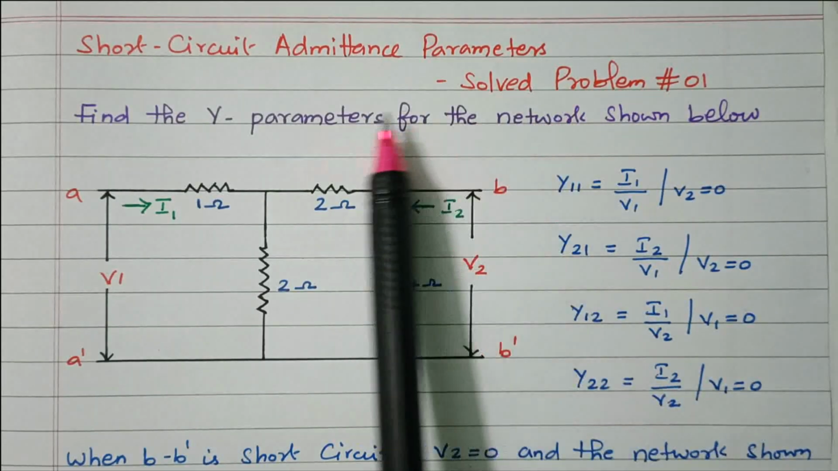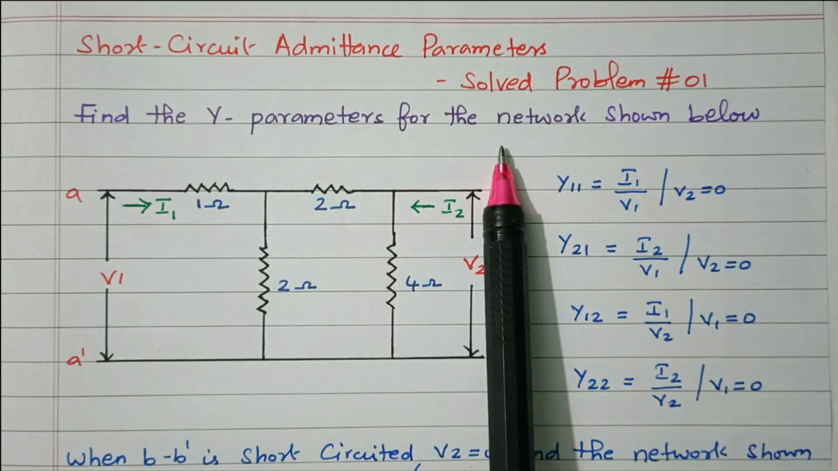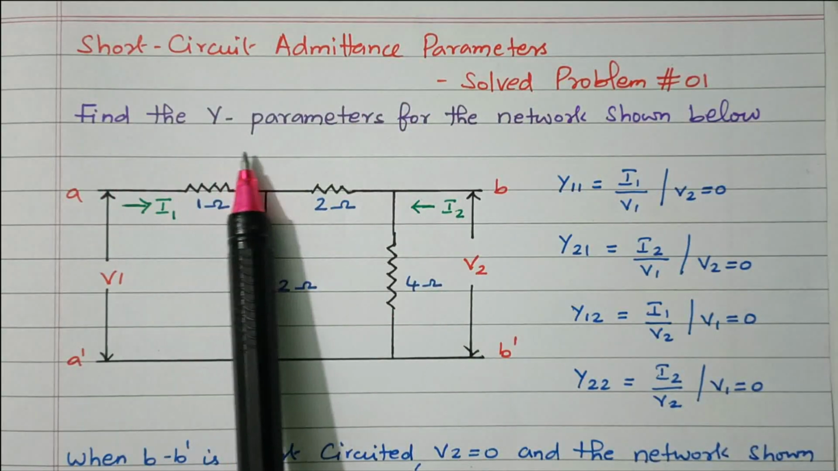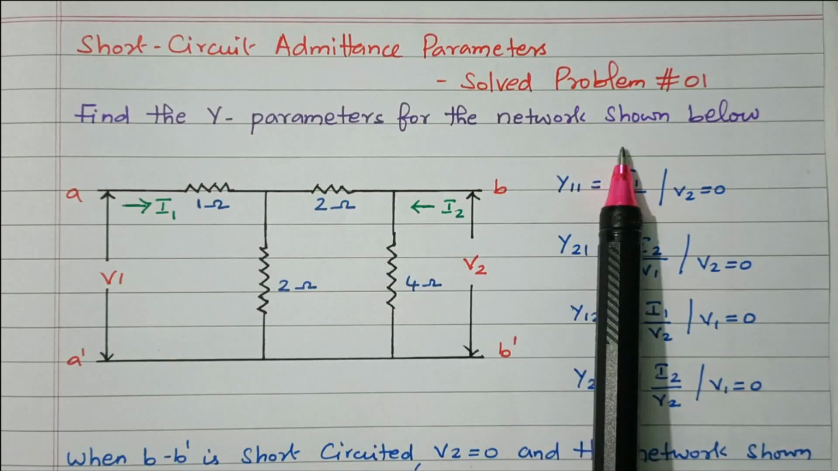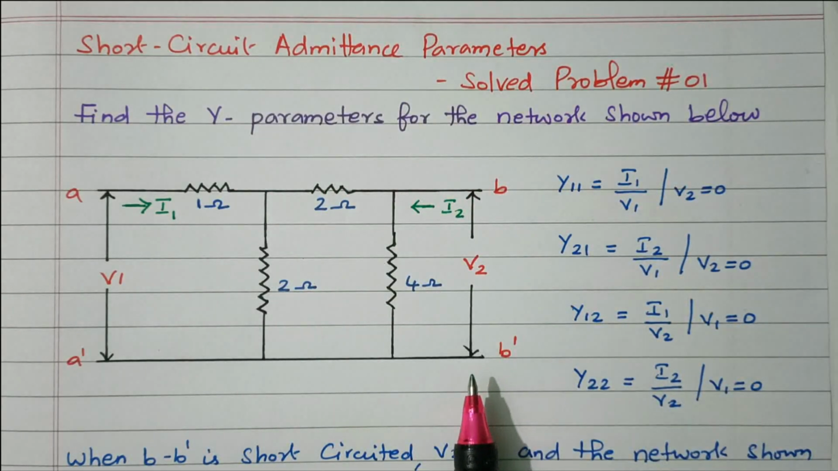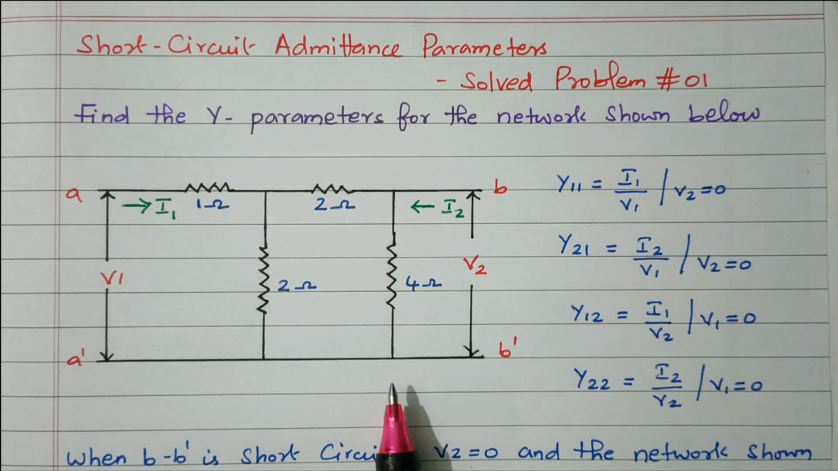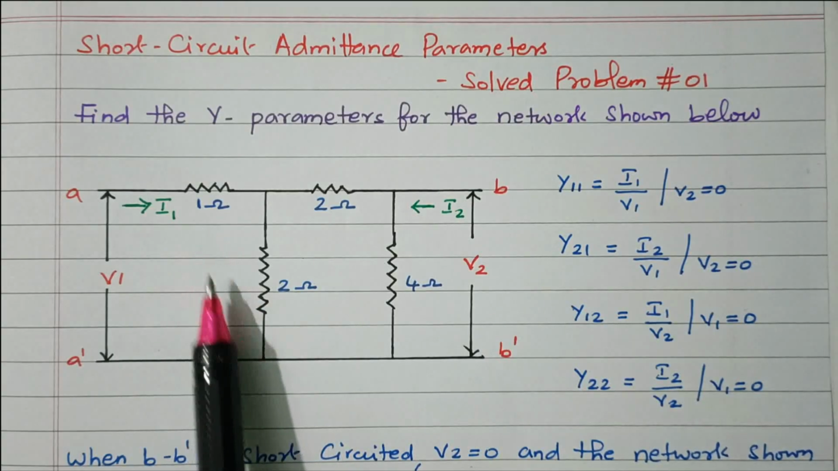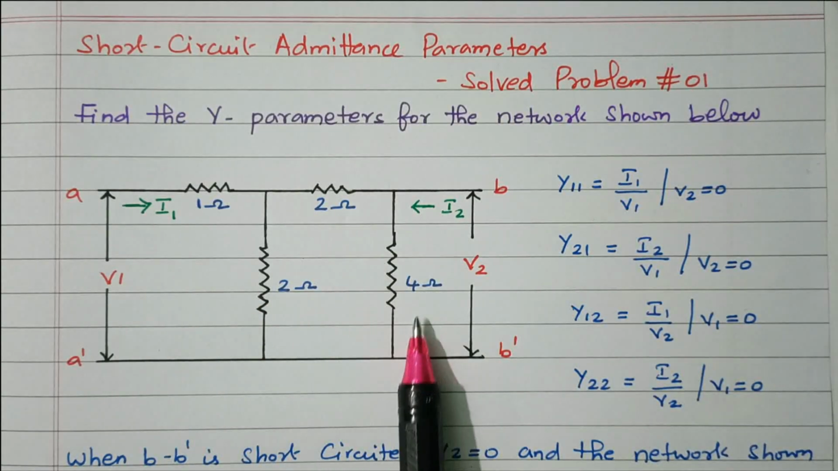Solved problem: short circuit admittance parameter coming under two-port network. The problem is to find the Y parameter for the network shown below. Y parameter means admittance, short circuit admittance parameter. The network is given here. There are 4 resistors available: 1 ohm, 2 ohm, 2 ohm and 4 ohm.